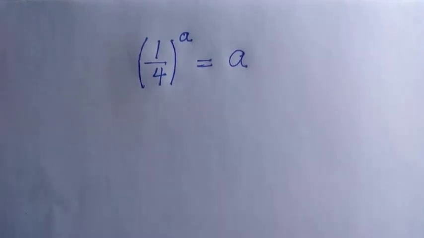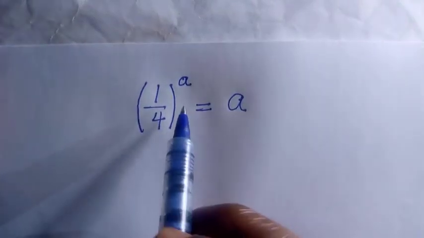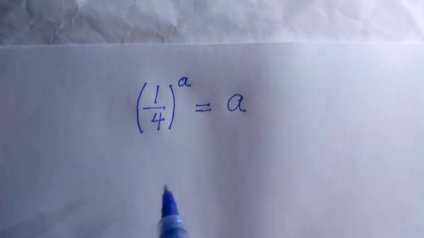Here we want to solve these exponential equations for the value of a that satisfies this. So here is the method we are going to use to solve this. Suppose we are given (1/4)^a = a.